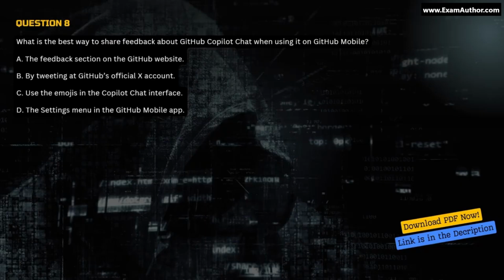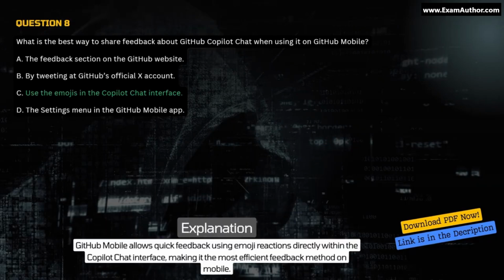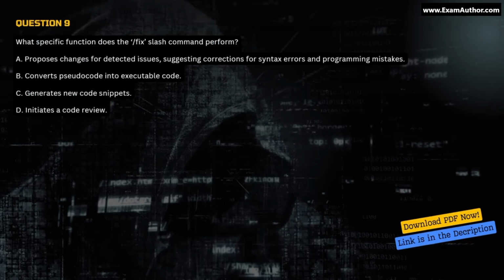Correct answer, C. Use the emojis in the Copilot Chat interface. Explanation. GitHub Mobile allows quick feedback using emoji reactions directly within the Copilot Chat interface, making it the most efficient feedback method on mobile.